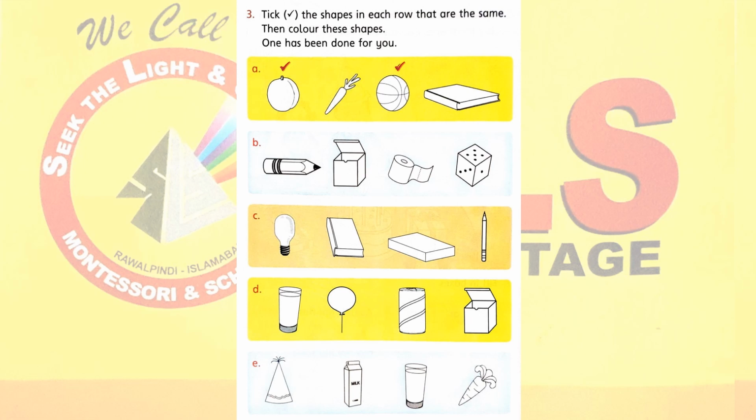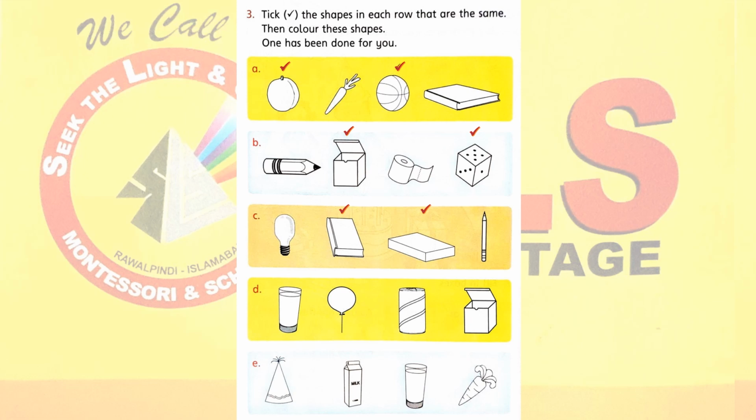Row C, which 2 shapes are the same? Let me do it for you. I think a book and a box are the same. It's kind of a flat box. The next row, 4 shapes again. You have to find the same shape and tick it. I think a glass and a can are the same shape.